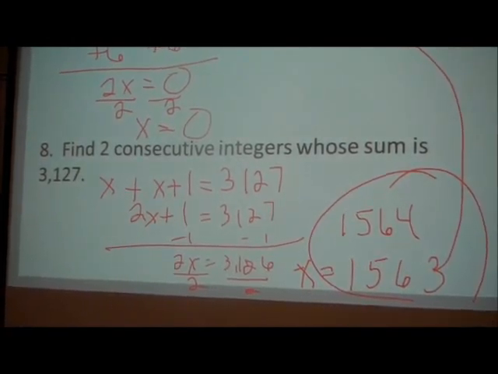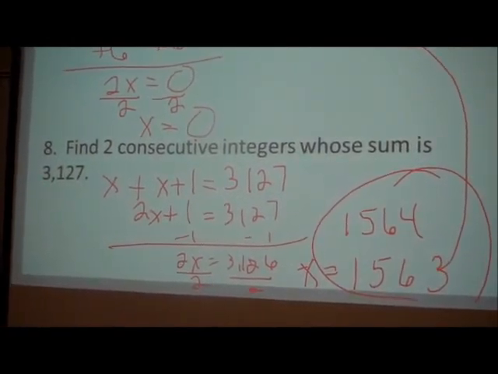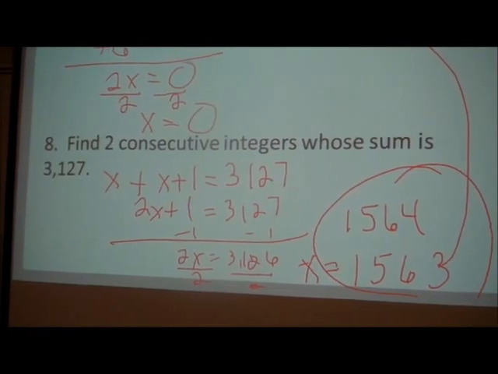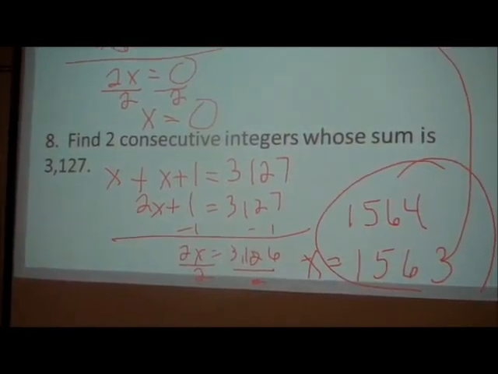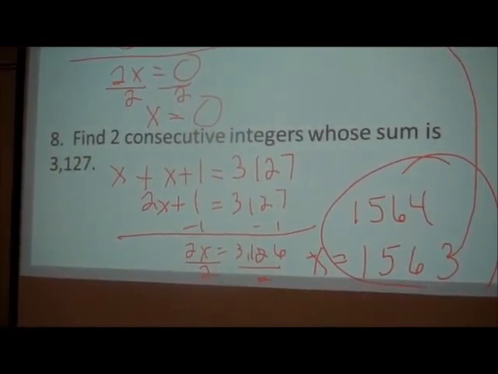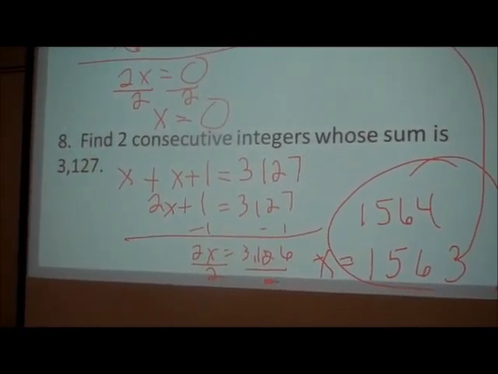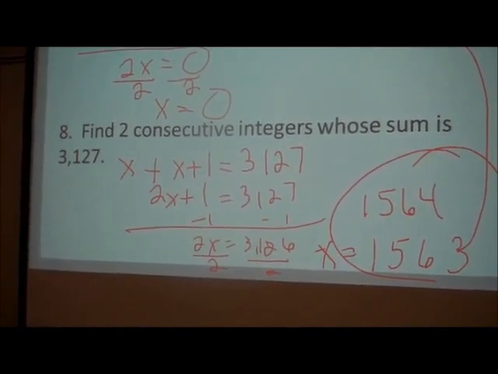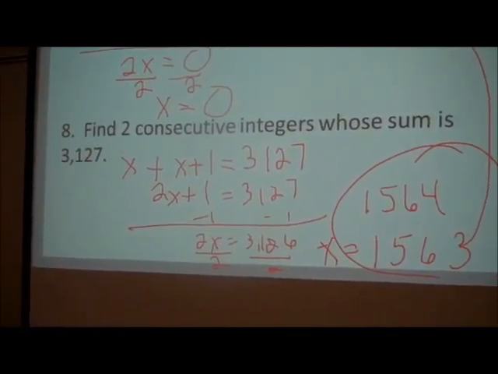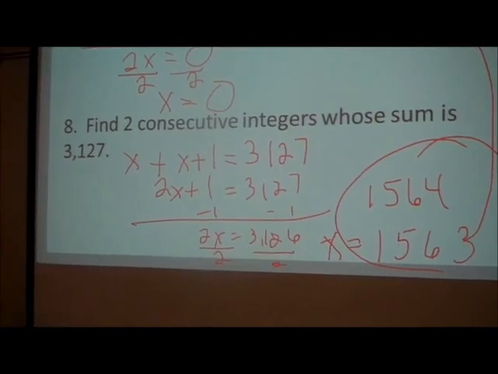Something I did forget to remind you of. Remember, you can check all of these. So like if I wanted to check this problem up above, number 7, I'd put a 0 in there for x. What is 2 times 0? 0. 0 minus 6. Negative 6. And what's negative 6 divided by positive 3? Negative 2. So it does check out, doesn't it?